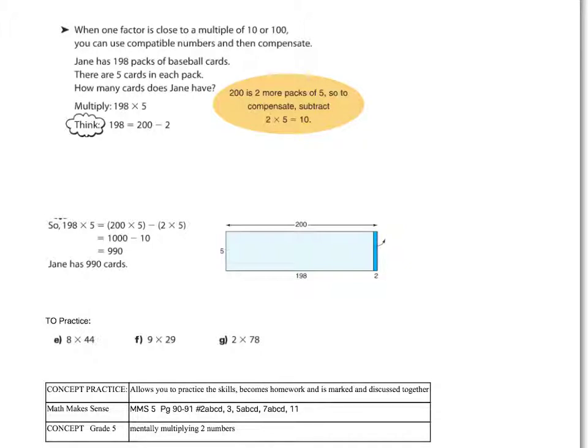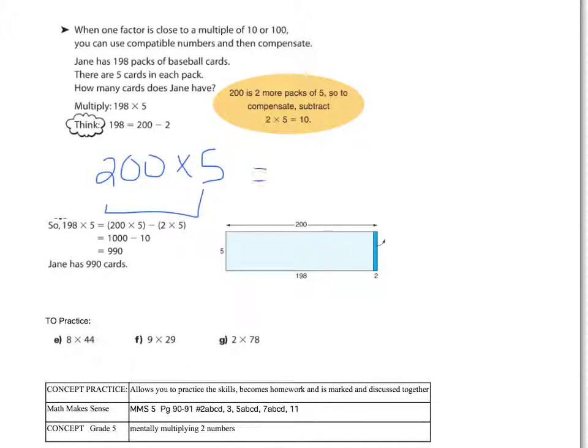All right. When one factor is close to a multiple of 10 or 100, so a multiple that ends in 0 or 2 zeros, you can use compatible numbers and then compensate. So what that means is, for example, we have 198 packs of baseball cards. Each pack has 5 cards in it, so 198 groups of 5. 200 is 2 more packs of 5. So I could say, okay, I'm going to make 198 into 200. So 200 times 5, I know.